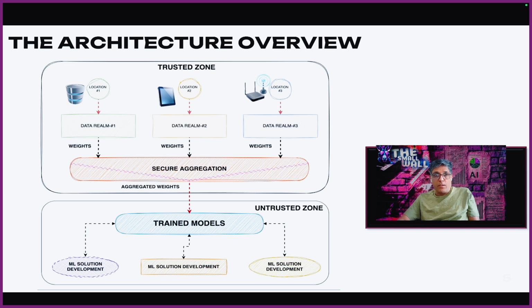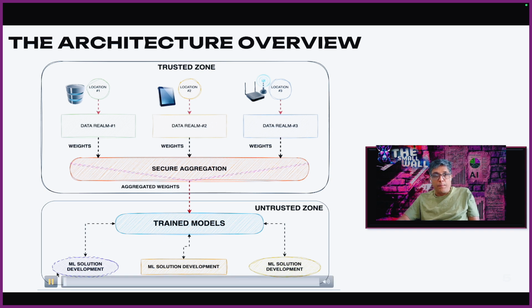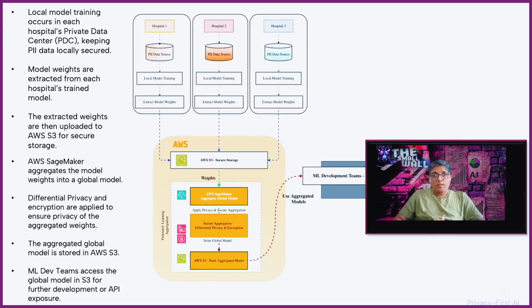So as you can see here, let me animate this a little bit. Data comes from here, and the weights are aggregated here. And from there, it's transferred. The aggregated weights are built into one global model, and that is transferred to an untrusted zone where the trained models live. And ML solution development happens here. It's very straightforward.